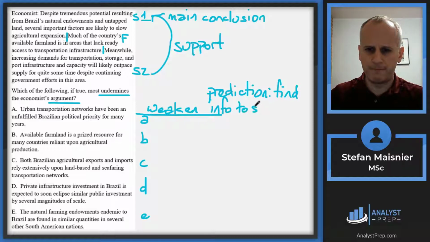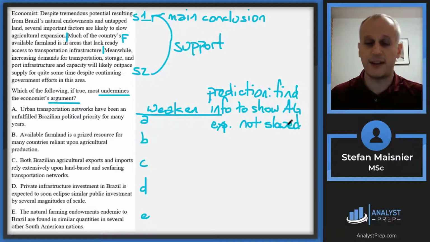to show that, we'll just call it ag exp for expansion, not slowed. And we have to consider each of the answer choices as true in order to see that the agricultural expansion is not necessarily going to slow down.